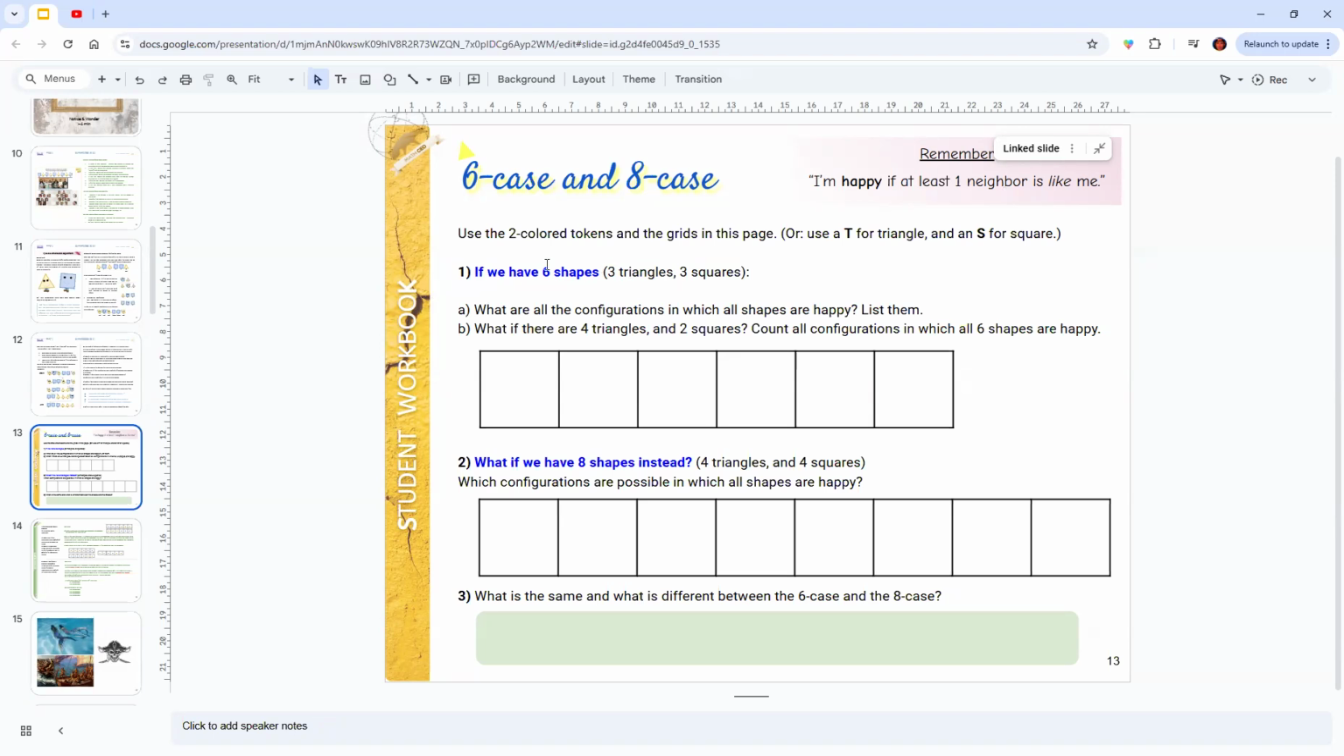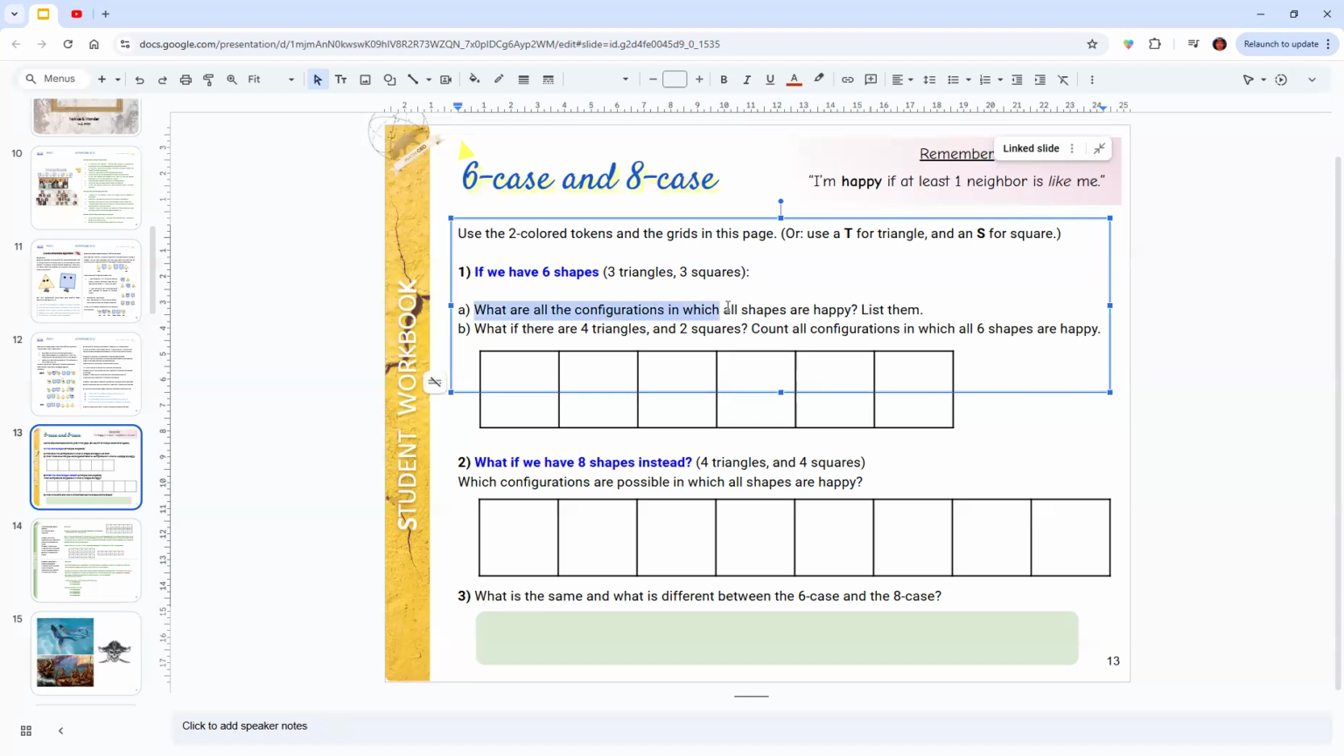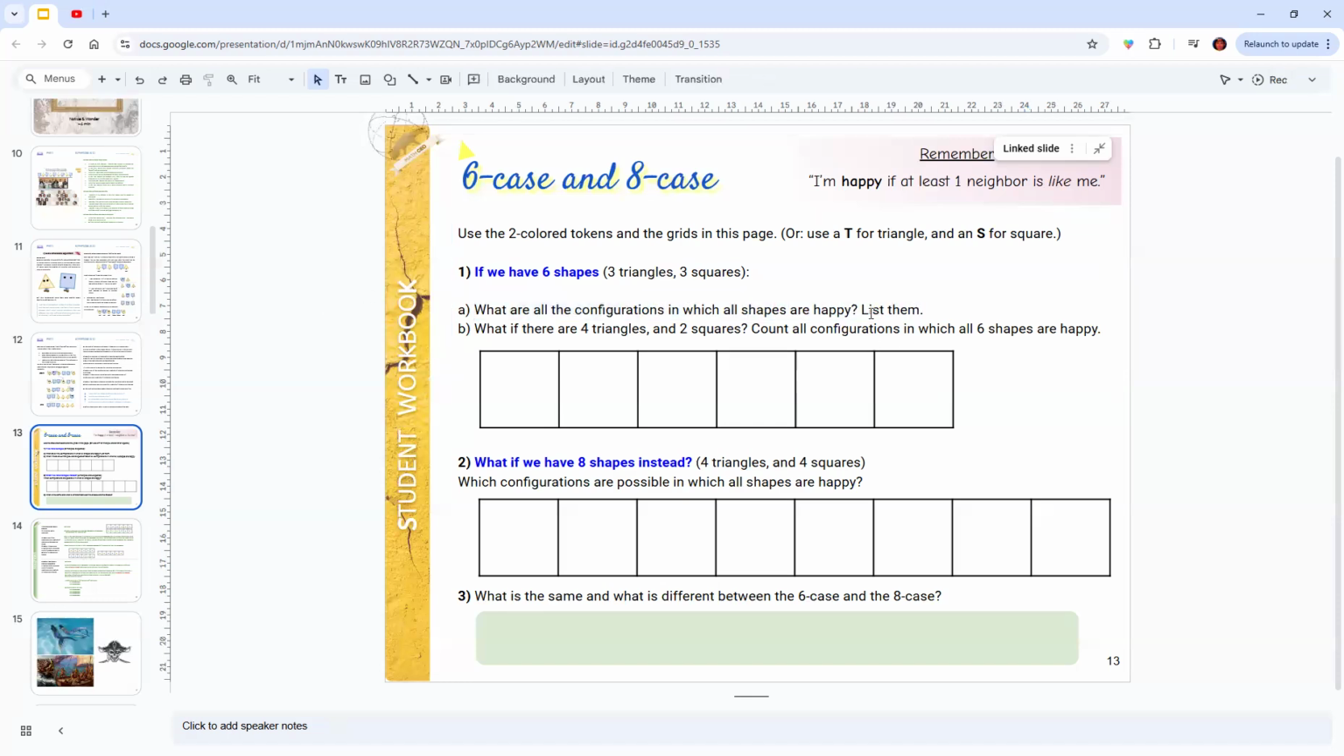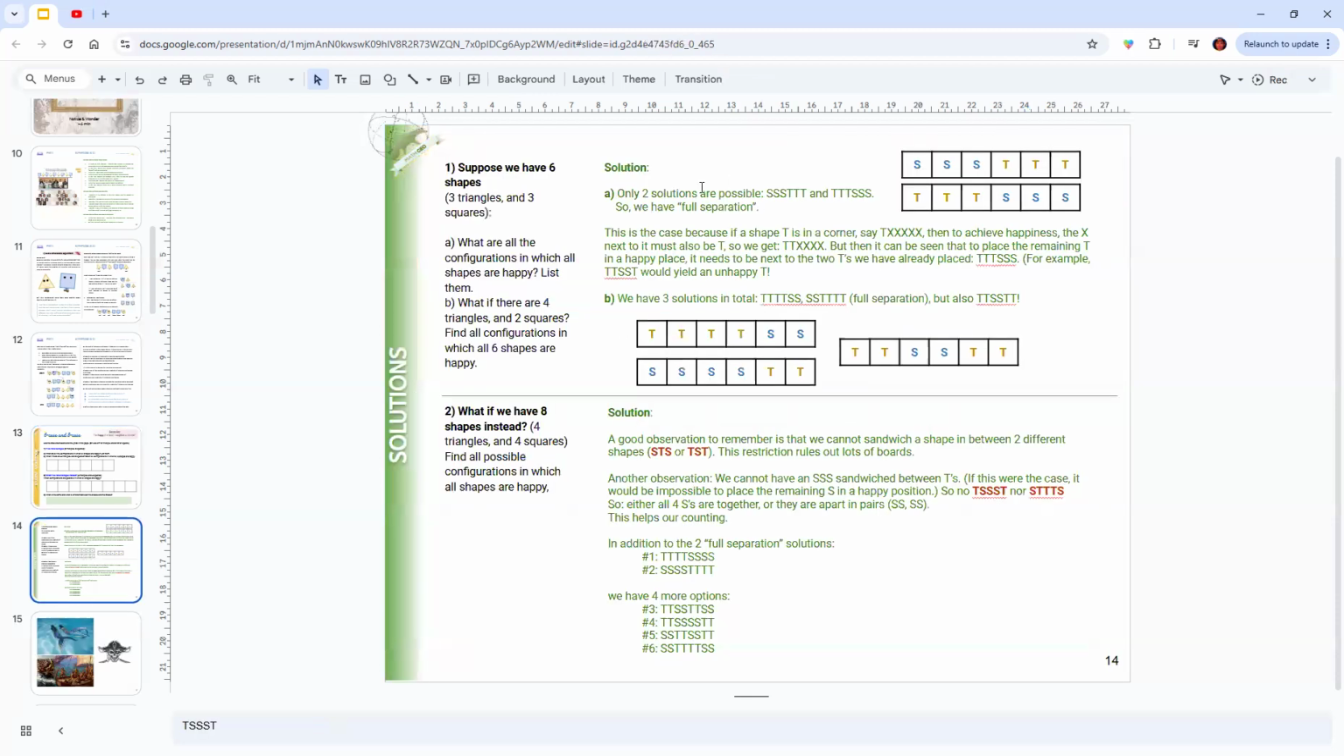So if we had 6 shapes, 3 triangles and 3 squares, first we would ask, what are all the configurations in which all shapes are happy? And so we want to list them. Here's the solution. Actually, when we have 3 and 3, only 2 solutions are possible. SSS, TTT, and then the mirror solution, TTT and SSS. So we discovered that we need a full separation.